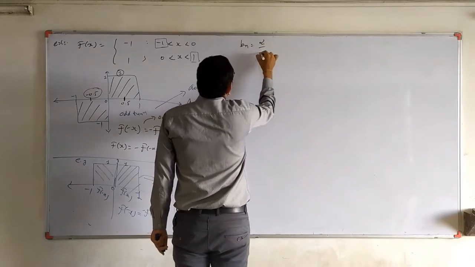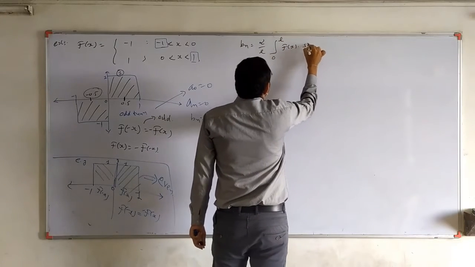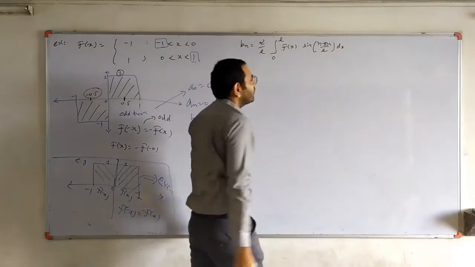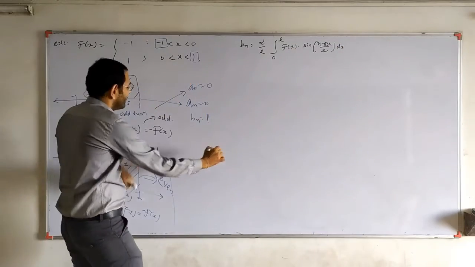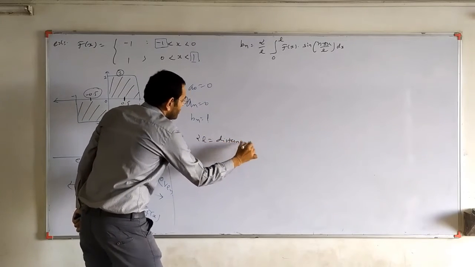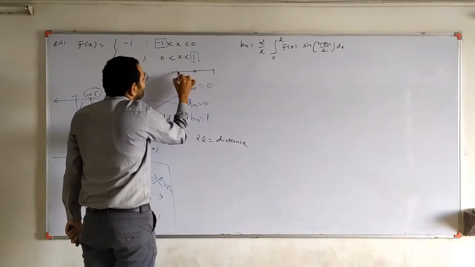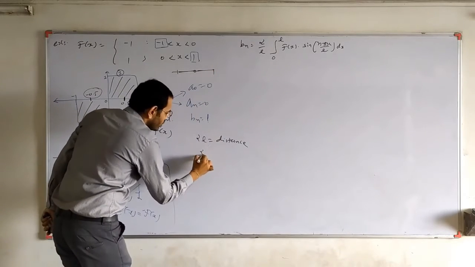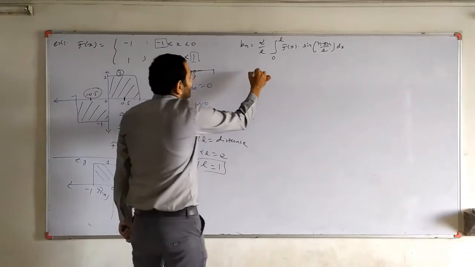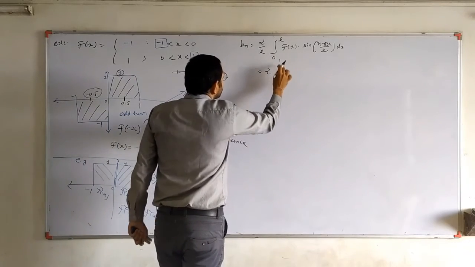The formula is Bn equal to 2 by L integral 0 to L f of x sin n pi x by L. First of all, we find the value of L. Then we have 2L equal to distance. Here the interval is minus 1, 0 and 1, then 1 and 2. Then 2L equal to 2, then L equal to 1. Substitute the value L equal to 1. Then 2, 0 to 1 function. We use 0 to 1.